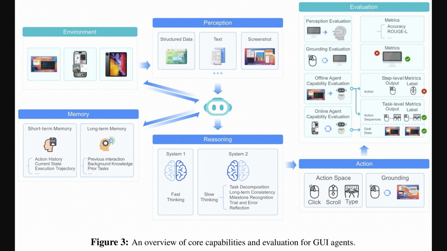Okay, so following that evolutionary path we just saw, this figure 3, dives a bit deeper into the core capabilities needed for these advanced GUI agents like UI-TARS. It breaks things down into key areas like perception, how the agent sees the screen using screenshots or even structured data, reasoning, distinguishing between fast System 1 thinking, and slower, more deliberate System 2 thinking for complex tasks, memory, both short and long-term, and finally, action, like clicking or typing. It also shows how these different capabilities are evaluated.